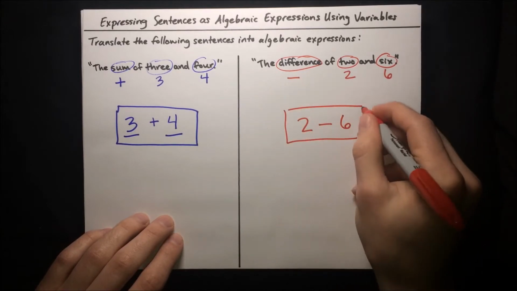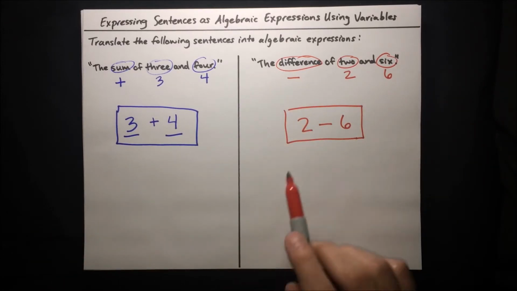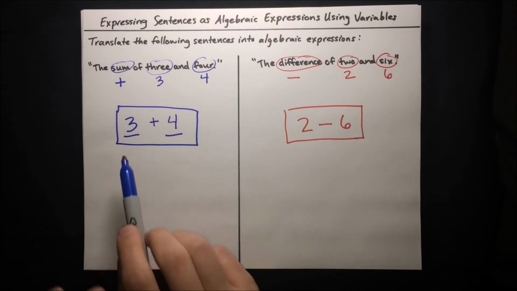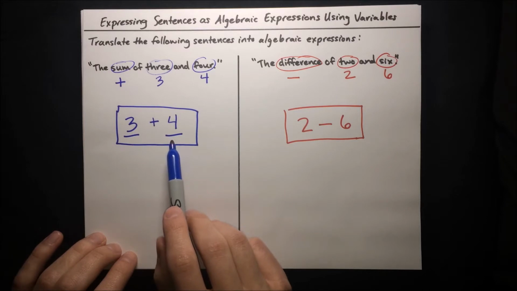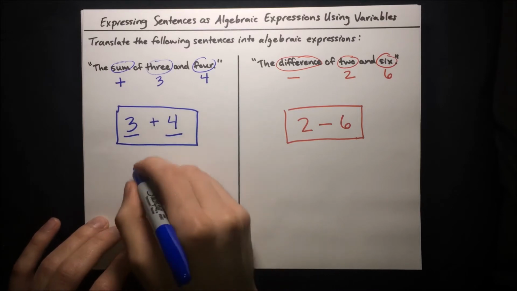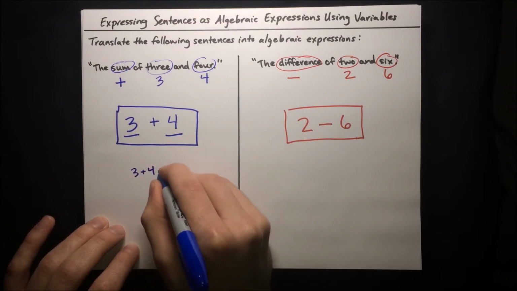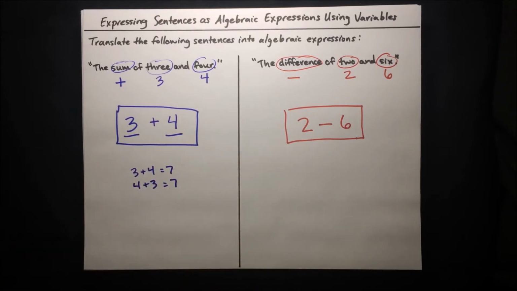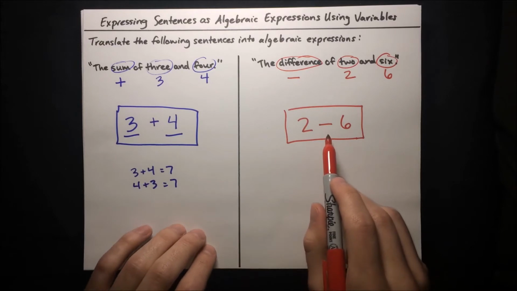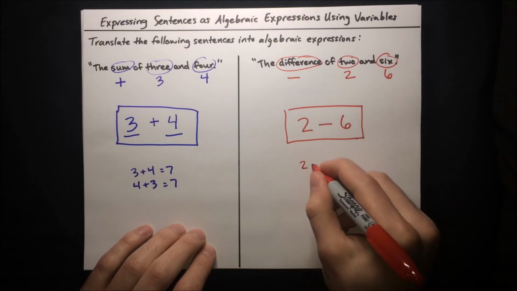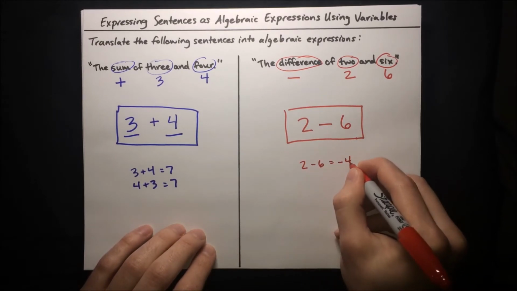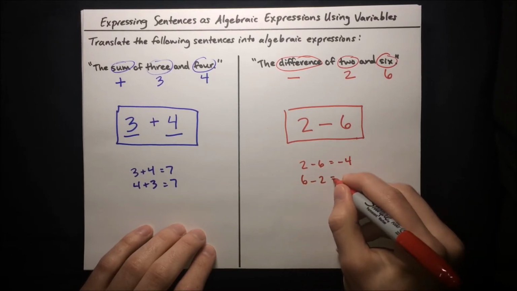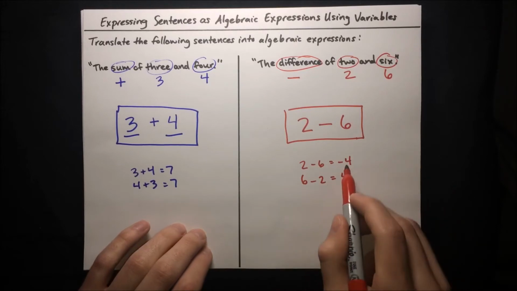That's our result. This example here illustrates the importance of order. In the previous example here, the order was just a convention and it didn't affect the result much. You could do 3 plus 4 and you get 7. You could do 4 plus 3 and you get 7. But in this example here, the order does affect the result. 2 minus 6 is negative 4. But if you flip the 2 and 6 around and you do 6 minus 2, then you get positive 4, which would not be correct.